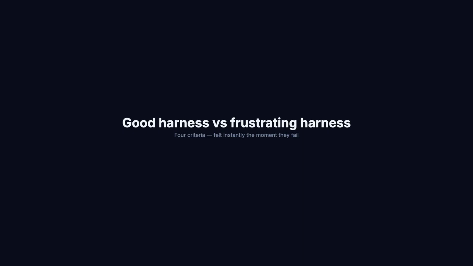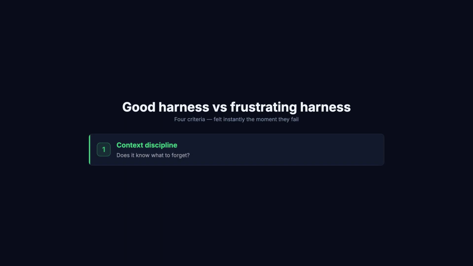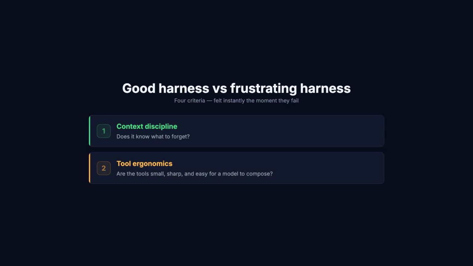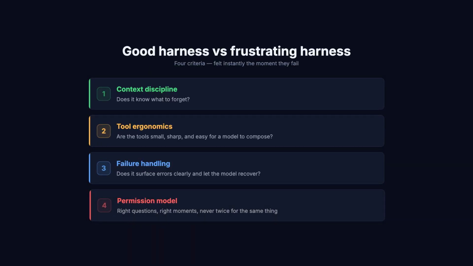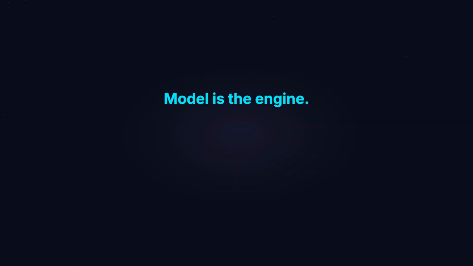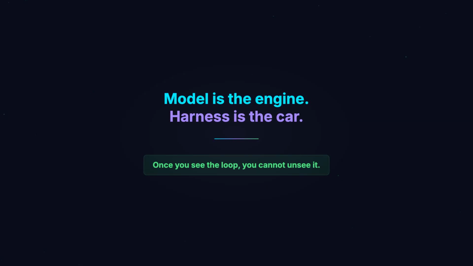So what separates a great harness from a frustrating one? 4 things. Context discipline. Does it know what to forget? Tool ergonomics. Are the tools small, sharp, and easy for a model to compose? Failure handling. Does it surface errors clearly and let the model recover? And the permission model. Does it ask the right questions at the right moments and never twice for the same thing? The model is the engine. The harness is the car. And once you see the loop of message in, tool calls out, results back, repeat, you cannot unsee it. Every agent you will ever use is just a different car wrapped around the same kind of engine.